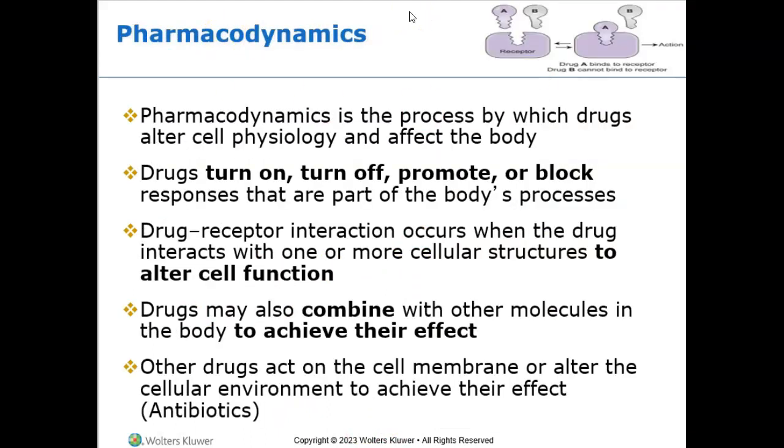So pharmacokinetics, we just covered. Pharmacodynamics is how the drugs affect the body. So the pharmacokinetics is what does the body do to the drug? And then pharmacodynamics, what does the drug do to the body? So drugs can turn on, turn off, promote, or block responses that are part of the body's normal processes. It's the way a lot of our medications work.